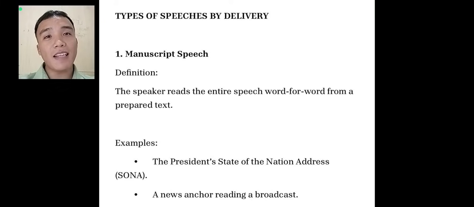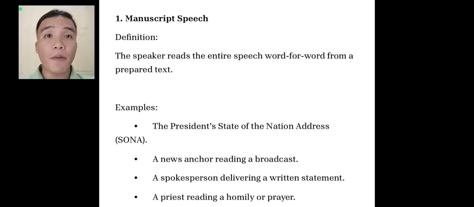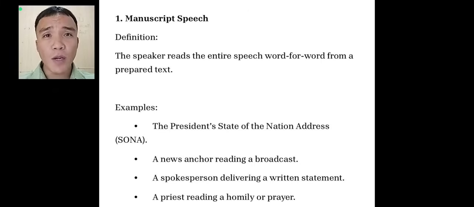So the first and most basic type of speech by delivery is what we call the manuscript speech. The manuscript speech means that the speaker reads the entire speech word for word from a prepared text. So this kind of speech is merely reading. You are not memorizing anything, you are just holding on to a copy and simply reading it. A good example of this would be some welcome address during events wherein the speaker would be bringing notes and would merely be reading what he or she intends to say.